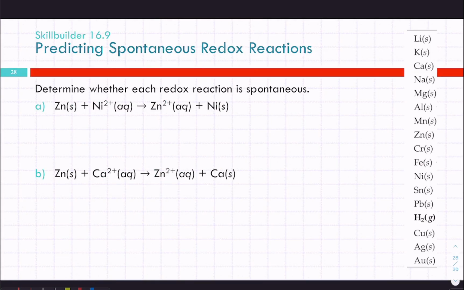Very quickly, I know it's 6:23, but if we have zinc with a nickel solution, zinc is here, nickel is here. Is this reaction going to be spontaneous or not? So this will be a nickel 2+ ion and the zinc 2+ ion. Nickel's lower on the series, so nickel will take those electrons from zinc, so this will be a spontaneous reaction.